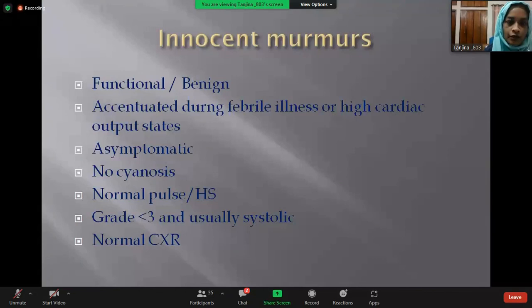And innocent murmur is another term, which is functional and benign, accentuated during febrile illness or high output states. The patient is always asymptomatic, without cyanosis, with normal pulse and heart sounds. It is always below grade 3, usually a systolic murmur, with a normal chest X-ray.